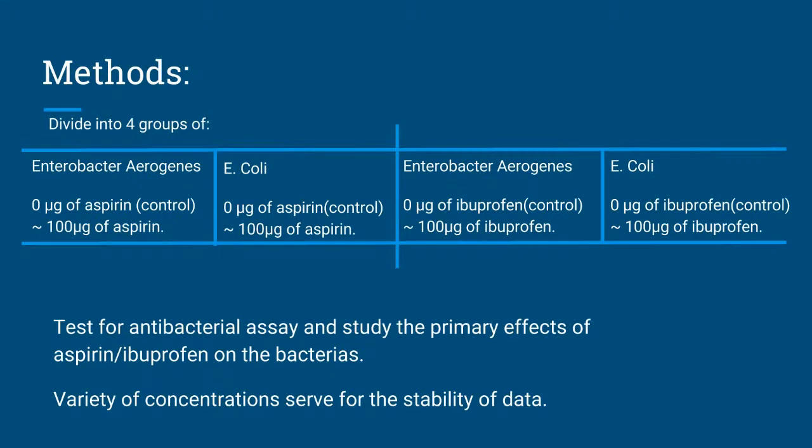For the methods, I'll be dividing the strains into 4 groups, each combination being Enterobacter aerogenes with aspirin and ibuprofen, and E. coli with aspirin and ibuprofen. These will range from 0 to 100 micrograms of aspirin and ibuprofen respectively, with 0 micrograms of aspirin and ibuprofen being the control of the study. The reason for the varying concentrations is for easier observation and study of the changes that follow these concentrations of the aspirin and ibuprofen.